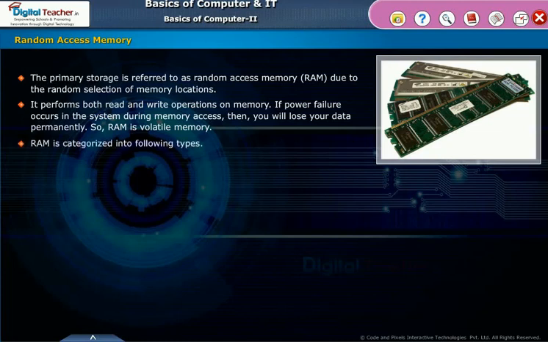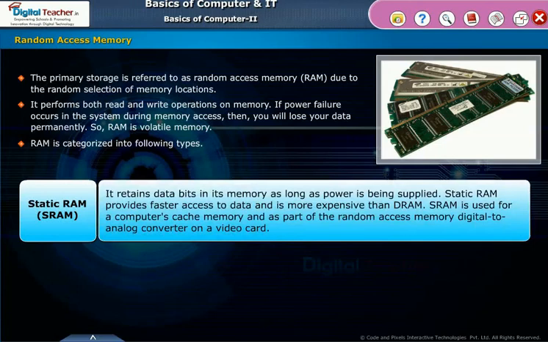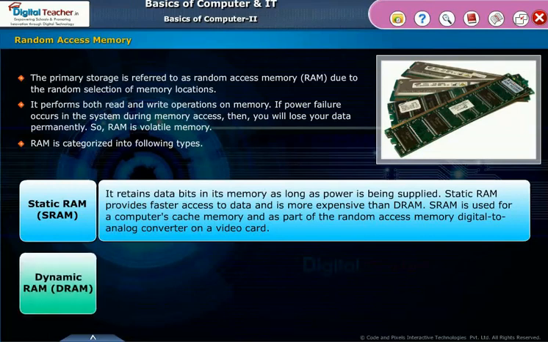RAM is categorized into the following types: static RAM, SRAM. It retains data bits in its memory as long as power is being supplied. Static RAM provides faster access to data and is more expensive than DRAM. SRAM is used for a computer's cache memory and as part of the random access memory digital to analog converter on a video card.